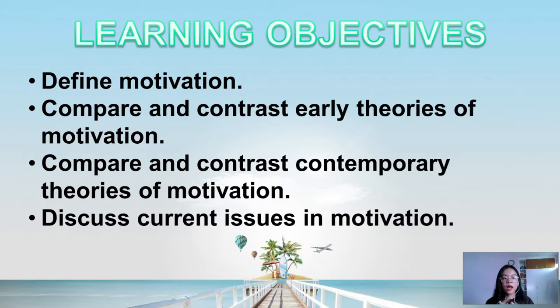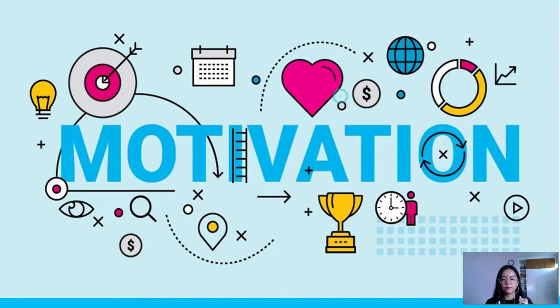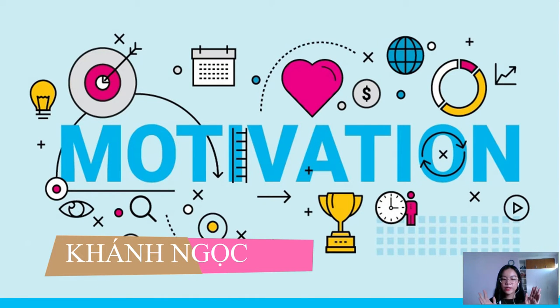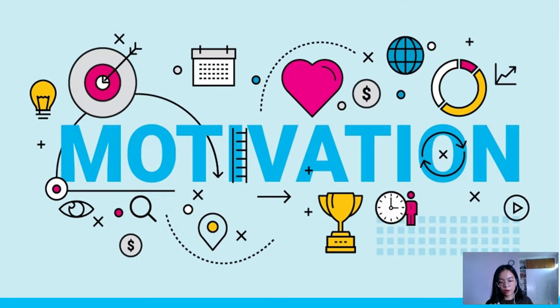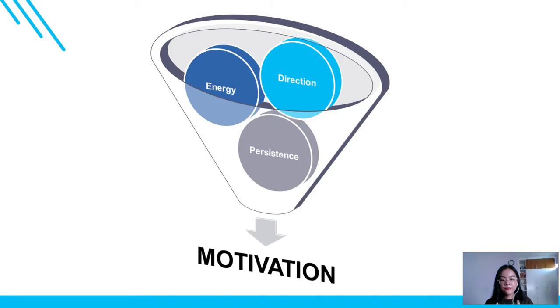So first, let's move to the first part, that is the definitions of motivation. Motivation basically refers to the process by which a person's efforts are energized, directed, and sustained toward attaining a goal. This definition has 3 key elements. The first one is energy. The energy element is a measure of intensity, drive, and vigor.